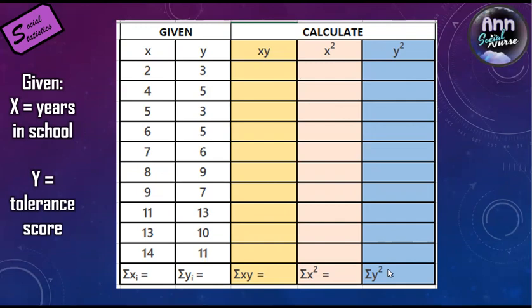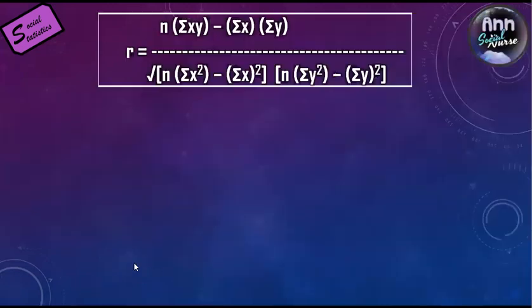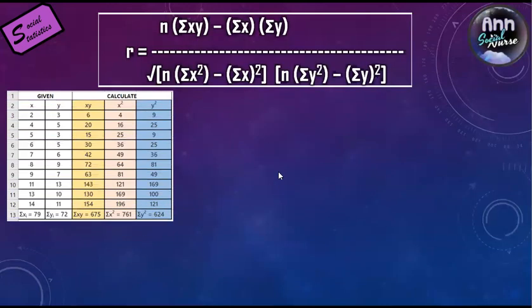You remember when we computed the variance? We do this and it will be faster. Okay, so already computed: 2 times 3, that's 6. 2 squared, that's 4. 3, 3 squared, that's 9, and so on. And then you have the total here. And it's time to transpose.